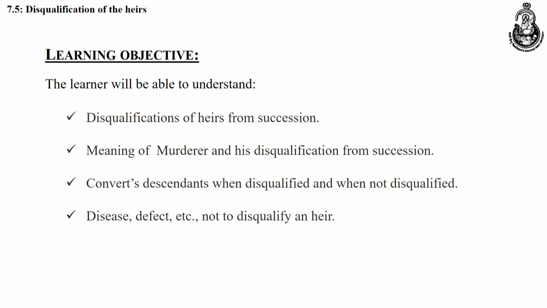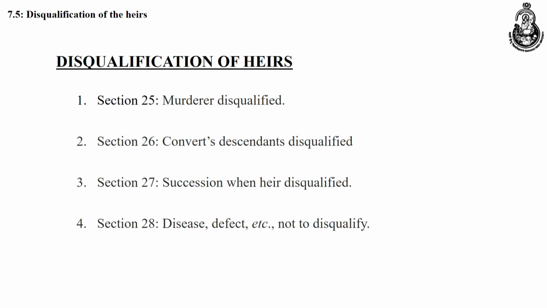These are the categories on the basis of which a person may be excluded from inheriting the property, and we will discuss one by one the different kinds of disqualification. Friends, the idea of disqualification is given in section 25, murderer disqualified; section 26, converts' descendant disqualified; section 27, succession when heir disqualified; and section 28, disease, defect, etc. not to disqualify any heirs.